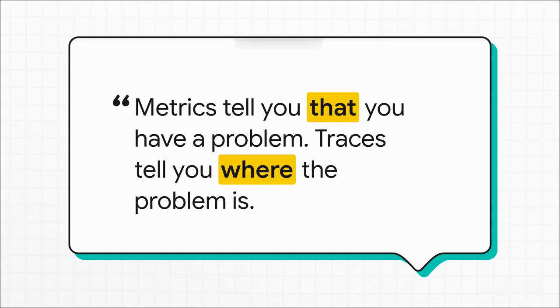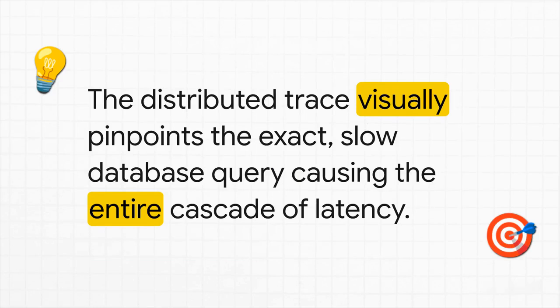This is such a crucial point. Our metrics were like a smoke alarm. They did a great job of telling us, hey, there's a fire. They even told us which room the fire was in, the API gateway. But to actually put out the fire, we need to know exactly where the sparks are coming from. And that's the job of a distributed trace. And this right here, this is the aha moment. This is what it's all about.